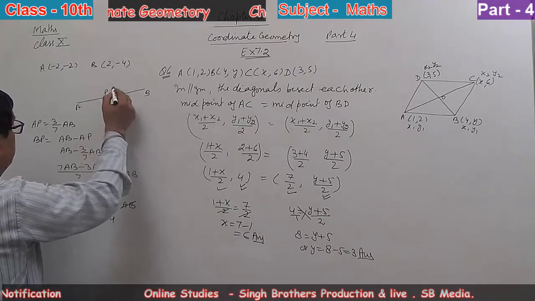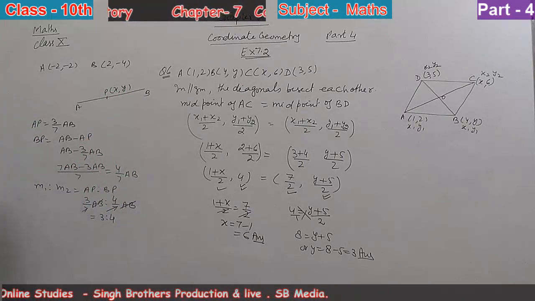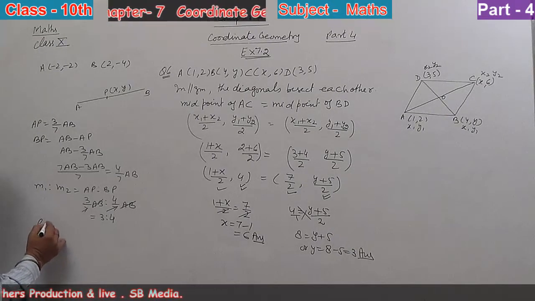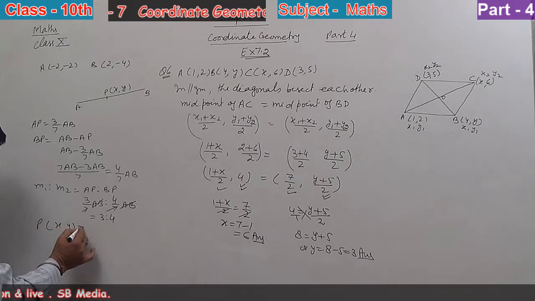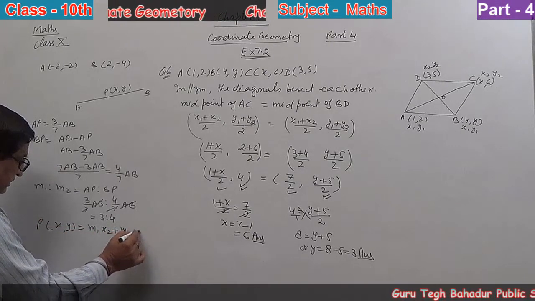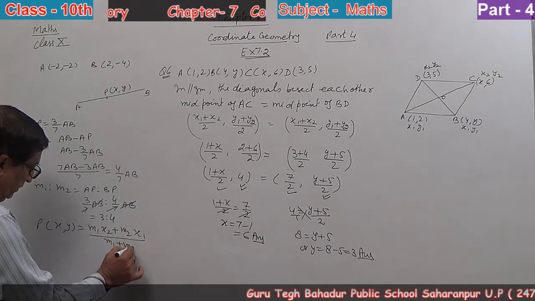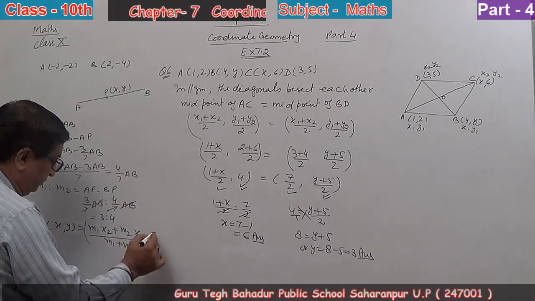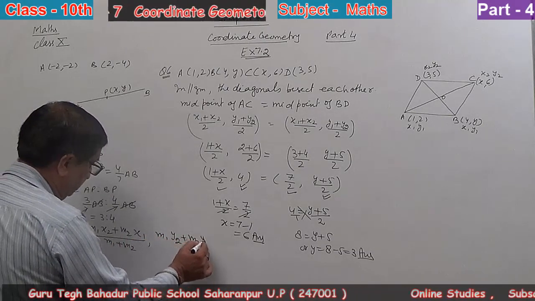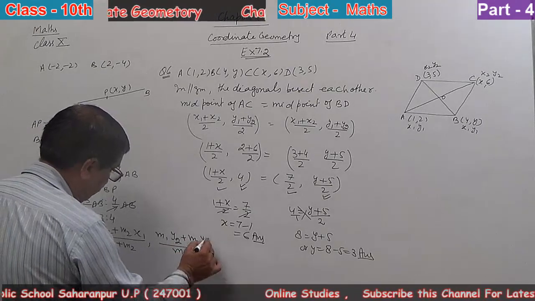Now, the coordinate of P, and P is (x, y). So, P(x, y) is (m1 x2 plus m2 x1) upon (m1 plus m2), (m1 y2 plus m2 y1) upon (m1 plus m2).